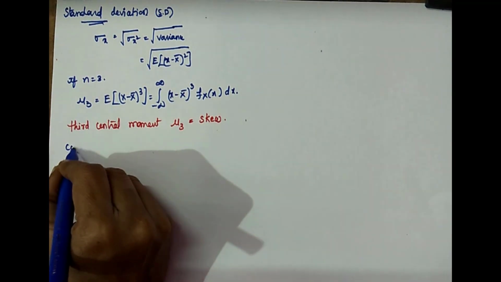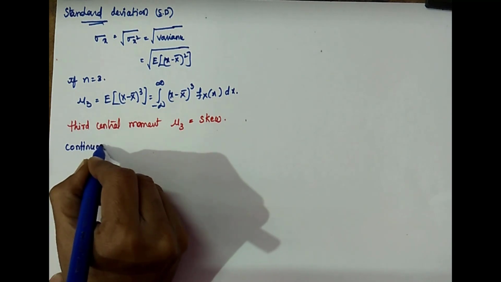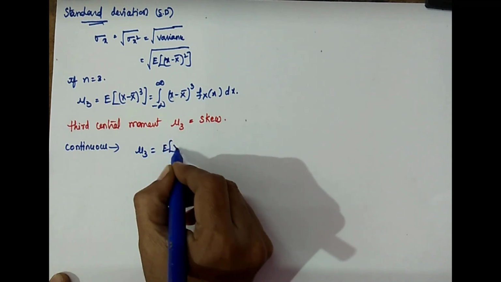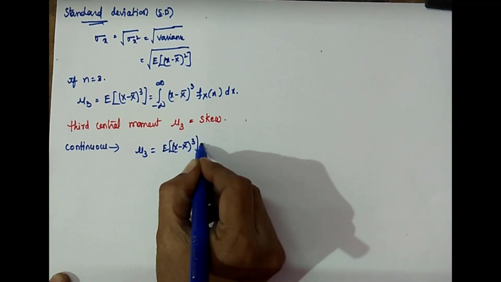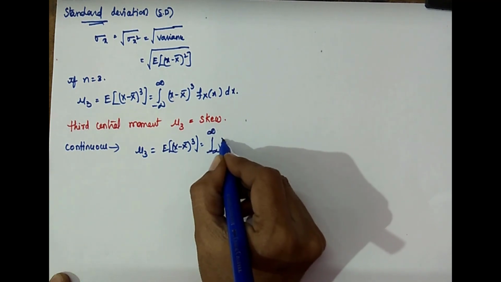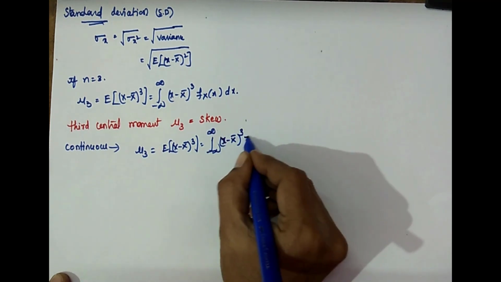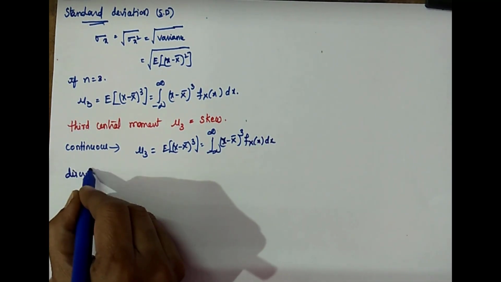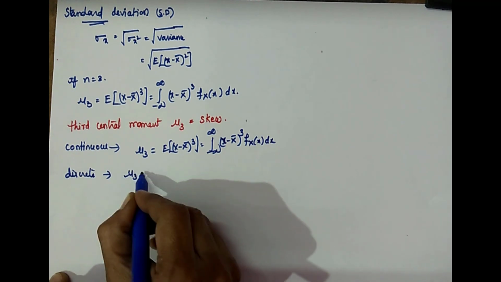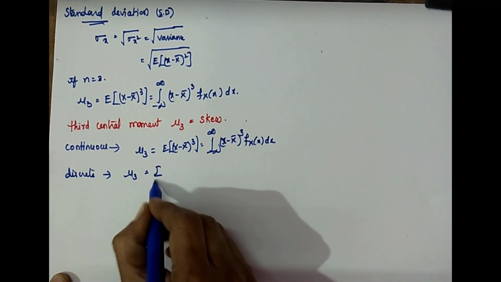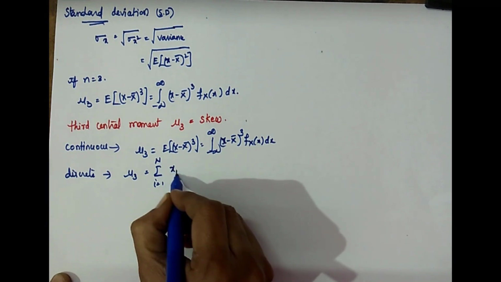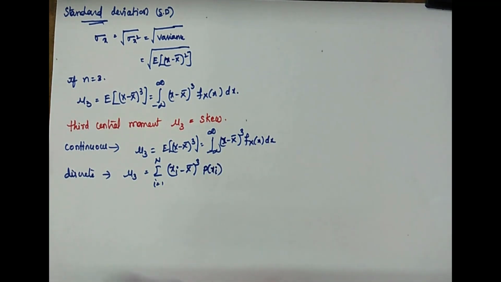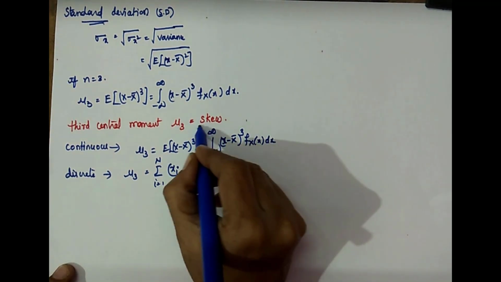So in the continuous case, simply you write this expression, mu 3 is E of (x minus x bar) whole cube, the integral from minus infinity to infinity of (x minus x bar) whole cube into fX of x dx. And in the discrete case, mu 3 is the sum over i from 1 to n of (xi minus x bar) whole cube into p of xi. Okay, so it is skew.